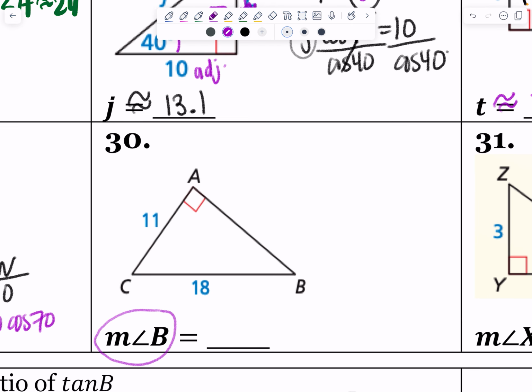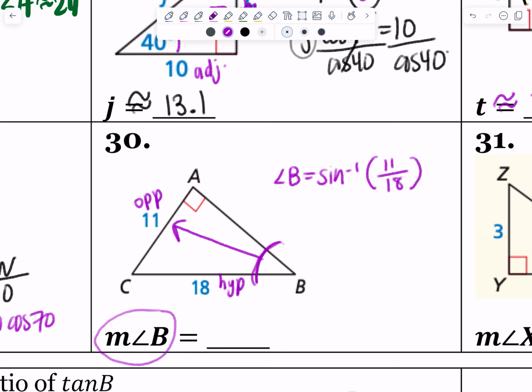Now we're solving for an angle, so I'm going to be using some inverse trig from angle B. I've got my opposite as 11. I got my hypotenuse as 18. So angle B is going to be equal to the inverse sine of its opposite, 11, over its hypotenuse, 18. I'm going to type that straight into my calculator. Inverse sine of 11 over 18 is going to be about, to the nearest degree, 38 degrees. Yep, I did that right, about 38 degrees.